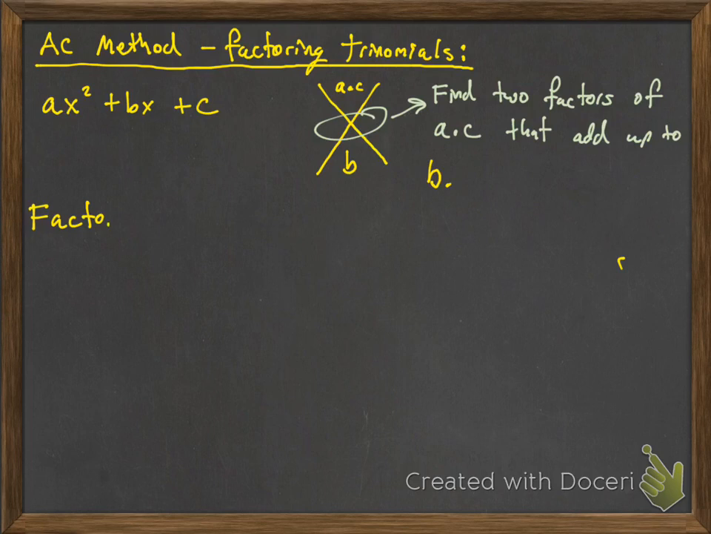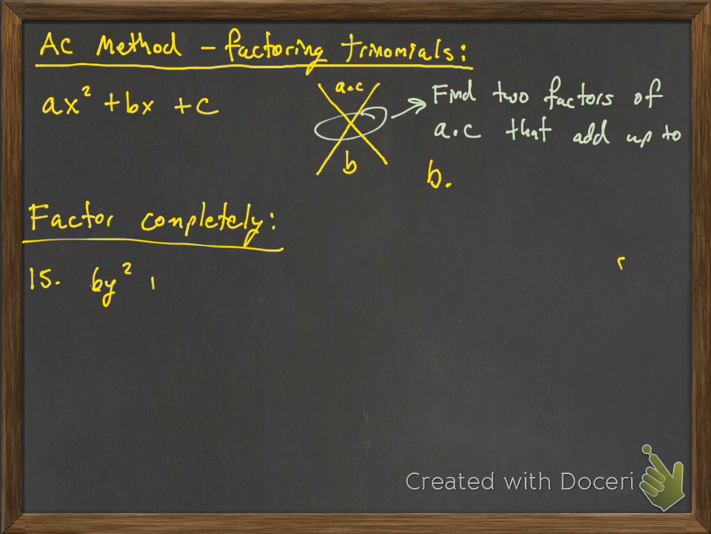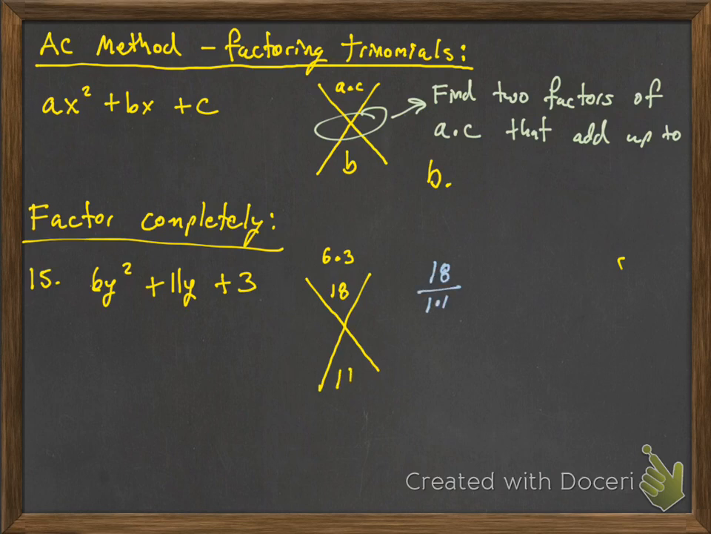All right, so let's go ahead and factor completely. We're going to look at 6y squared plus 11y plus 3. Okay. The a is going to be attached to the quadratic term. The quadratic term is the one with the square, so that's 6. The c is the constant, that's going to be 3. So 6 times 3 is 18. The linear coefficient is 11. 11y is the term. Coefficient is 11.